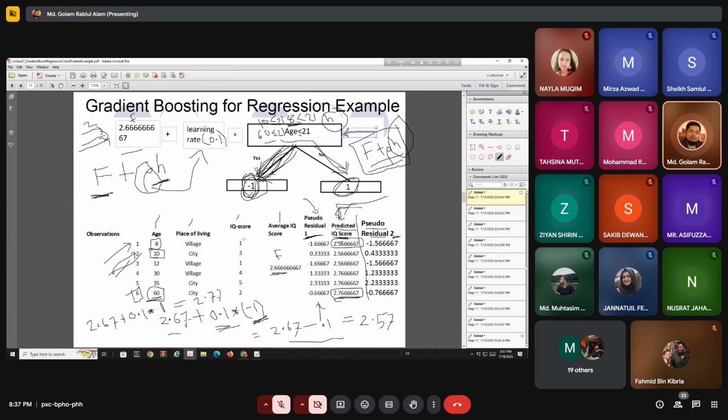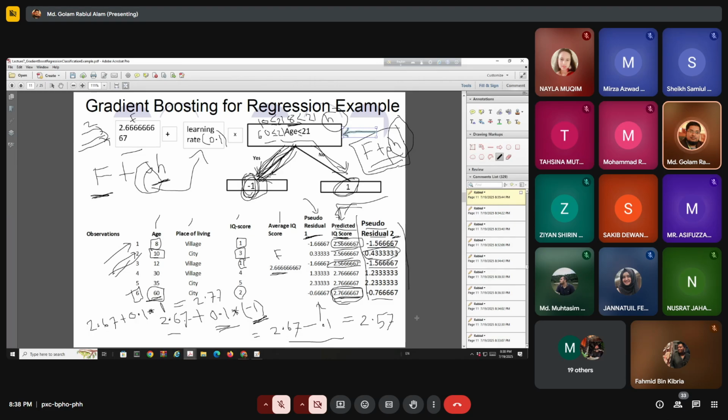So we can see the original IQ score is 1, and the prediction is 2.57. Original minus prediction is -1.57. Original IQ score is 3, prediction is 2.57. So 3 minus 2.57 is 0.43. Then original is 1, prediction is 2.57, this is negative. Similarly, original is 2, and prediction is 2.67, that is -0.76. So these are our pseudo residual 2.